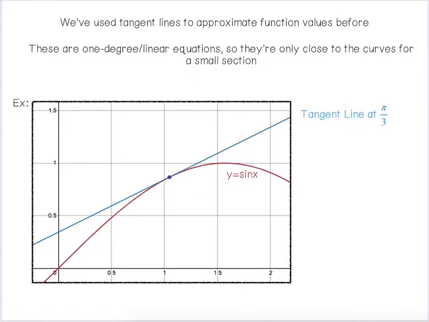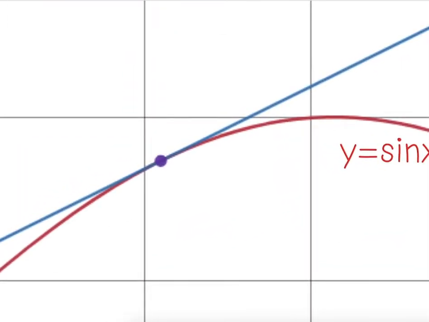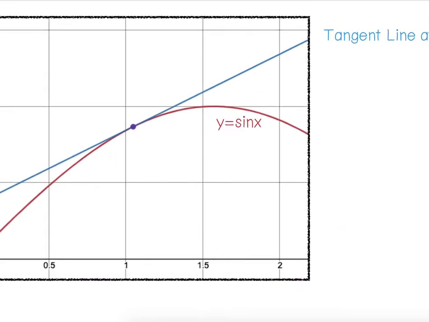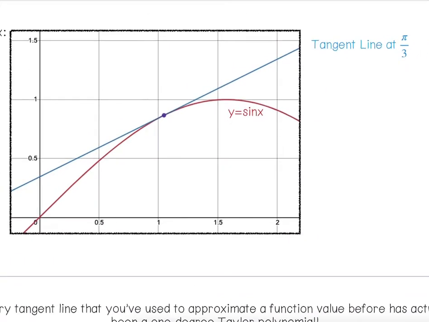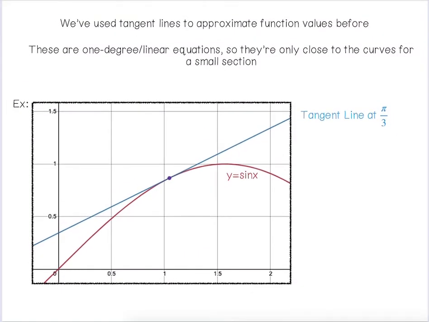So like in this example graph, I've graphed the curve y equals sine of x and the tangent line at pi over 3, right? So close to pi over 3, it's pretty close there. But right, the line gets pretty far away from the graph of sine of x. It's not super accurate anymore once we move too far away from pi over 3.